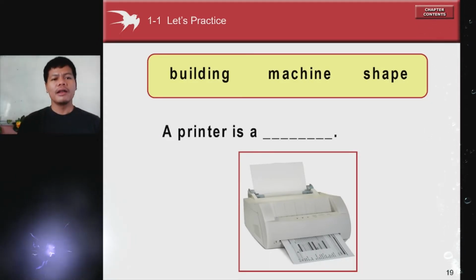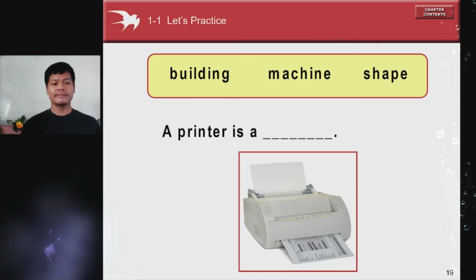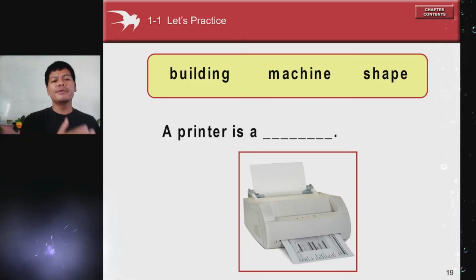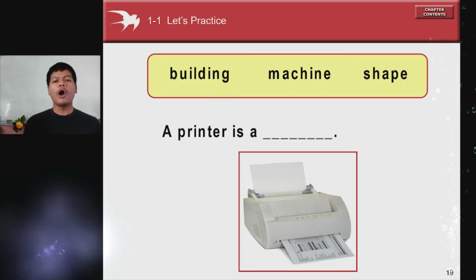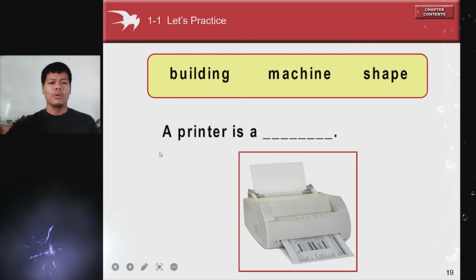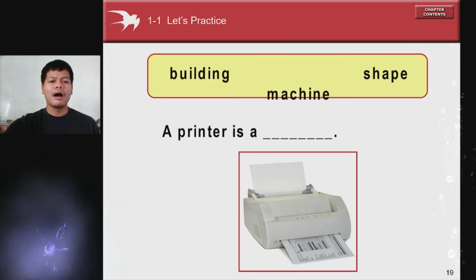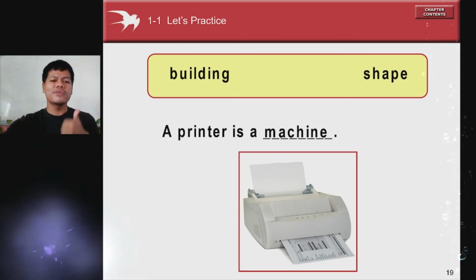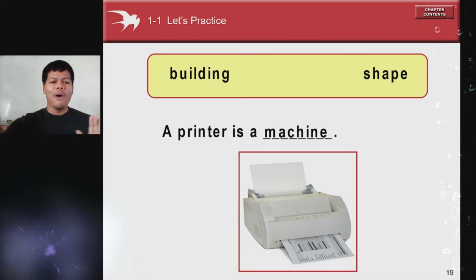This is a late practice. This is a building, machine, or ships. Okay. Can you get? Building, machine, or ships. A printer is a. Can you get? A printer is a machine. It's very good, very good.